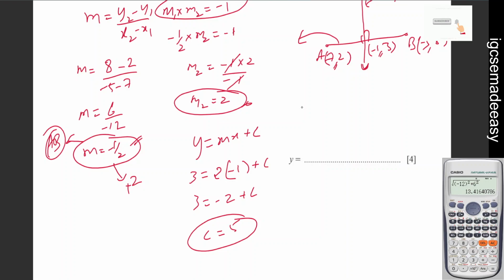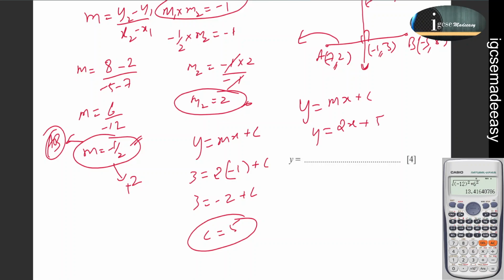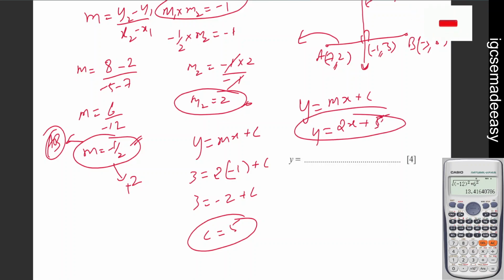So we can write y equals mx plus c, where m is 2, so y equals 2x plus 5. So this is the final answer.